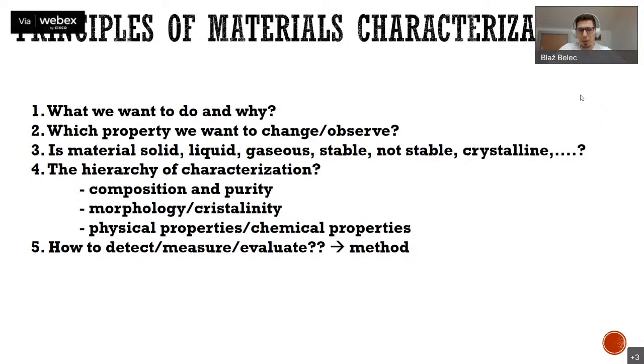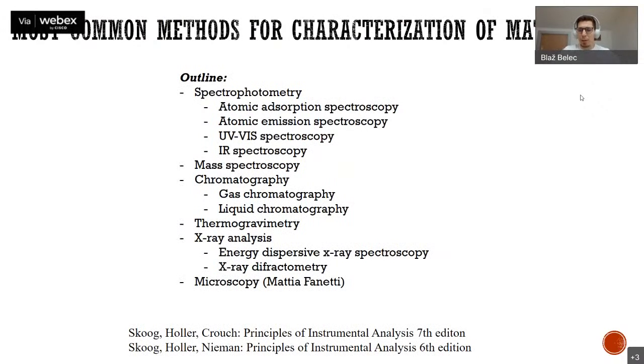First, when we synthesize or prepare something, we need to know its composition and for sure its purity, whether it is pure or whether we have some side products involved in our result. Then we need to know its morphology, crystallinity, and at the end also the physical and chemical properties. After we have this plan, we have to choose the right method to detect, measure, or evaluate the above mentioned properties. Today I will just introduce some basic principles and basic methods that are used in the process of developing new materials.